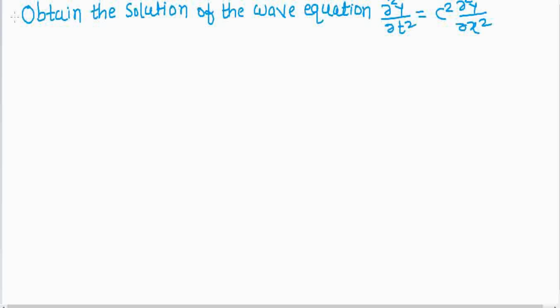Therefore, we consider this function y. Y is a dependent variable here. So it is a product of two functions. Suppose that this y is a function of two variables, capital X, which is a function of x alone, and capital T, which is a function of t alone.